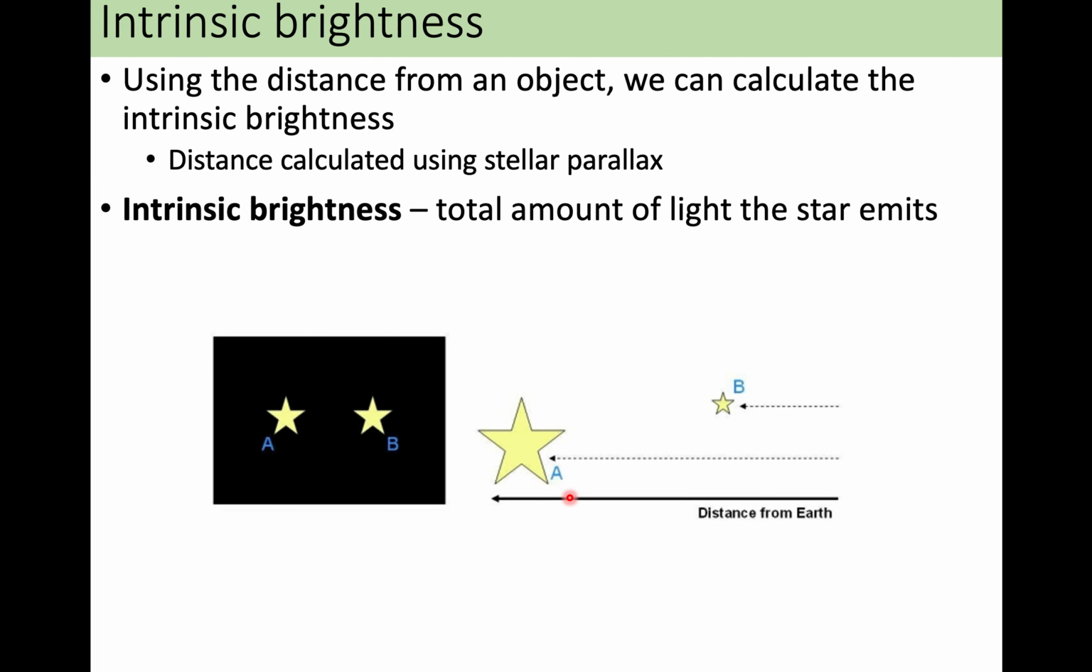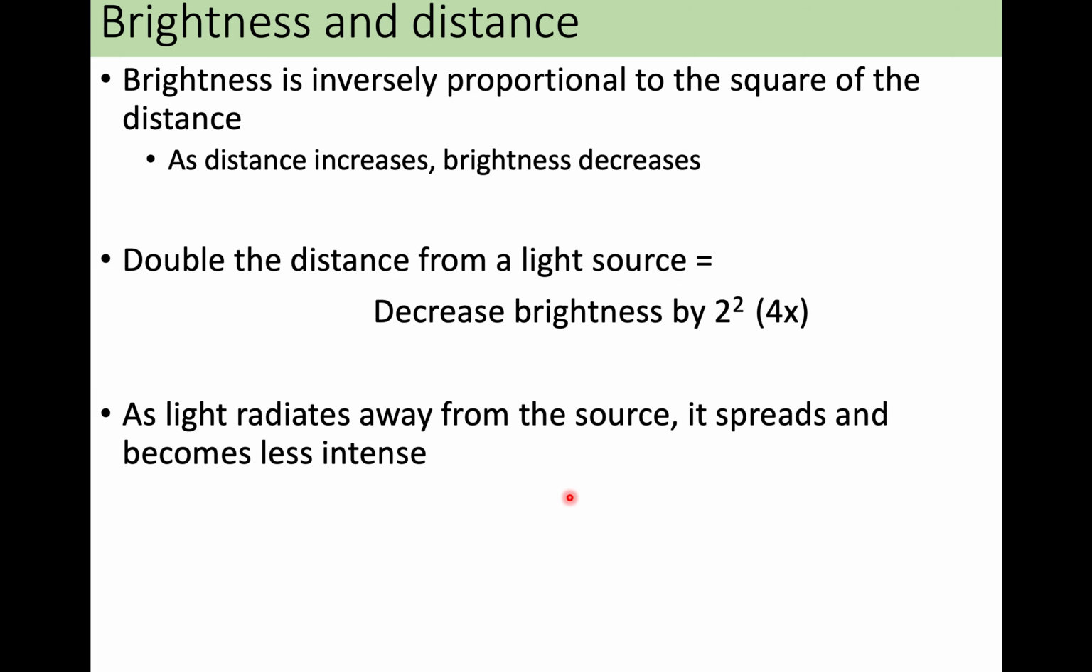So we have what is called intrinsic brightness. Intrinsic brightness is the total amount of light that is emitted from the star. In order to understand the intrinsic brightness, the real brightness of the star, we have to know the distance to the object. We have to know the distance to that star, which we know we can calculate using our stellar parallax. Once we know the distance to the star, we can calculate the actual brightness, this intrinsic brightness.